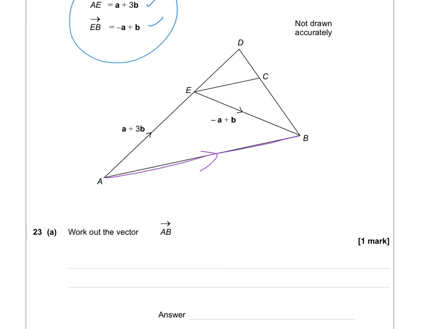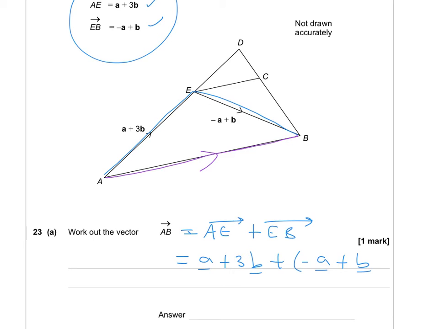So we can see very, very clearly from the diagram that AB is AE plus EB. And we're going to write that out in full. So that is a plus 3b plus negative a plus b, and this comes to a total of 4b.